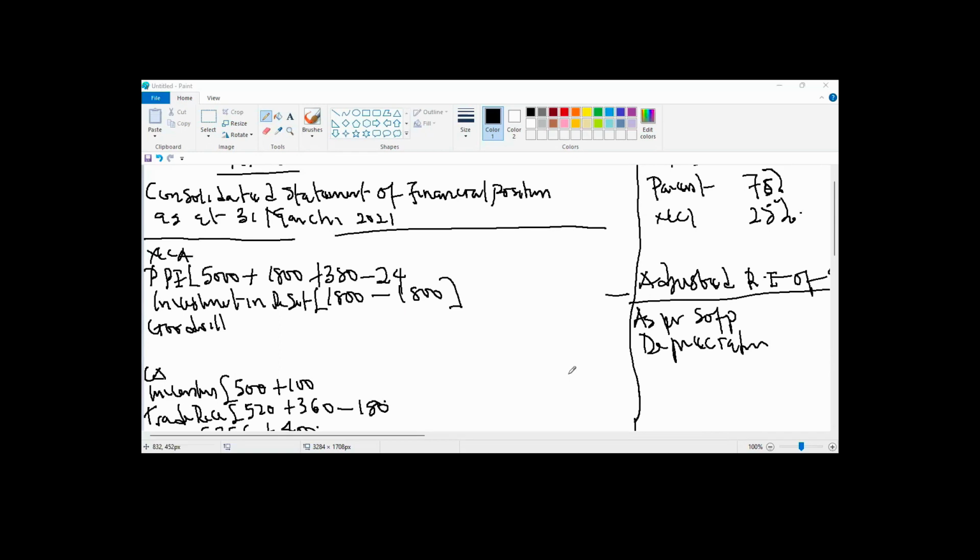That is all. With this, I can now calculate my goodwill, my 248, so that we move to the next one. By saying PPE, 5,000 plus 18 plus 380 minus 24. This will give me 7,156.